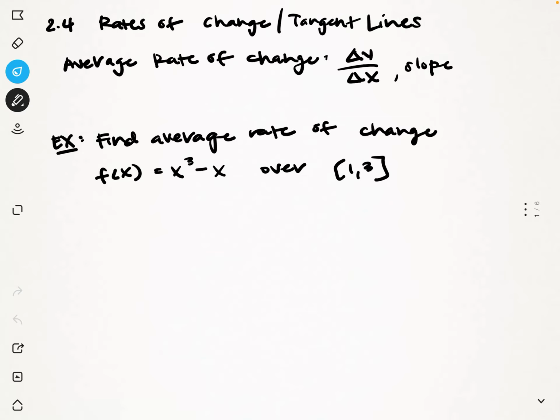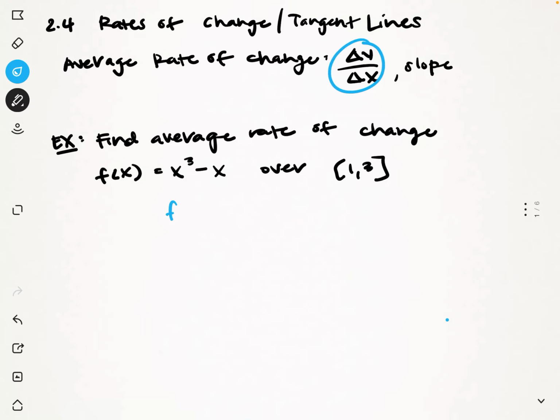So we started off with the average rate of change, right? We said that this is a change in y over change in x, which is equal to the slope. So let's go ahead and just find the average rate of change, which should be pretty easy. It's kind of like an Algebra 1 / Algebra 2 type concept. So we're looking at the change in y over change in x.